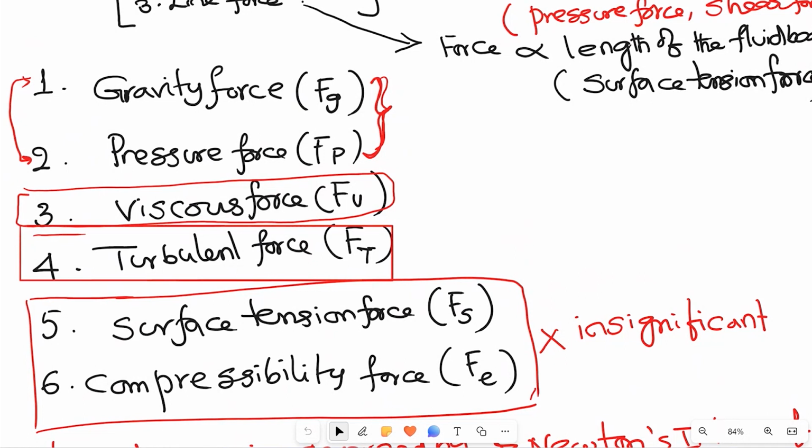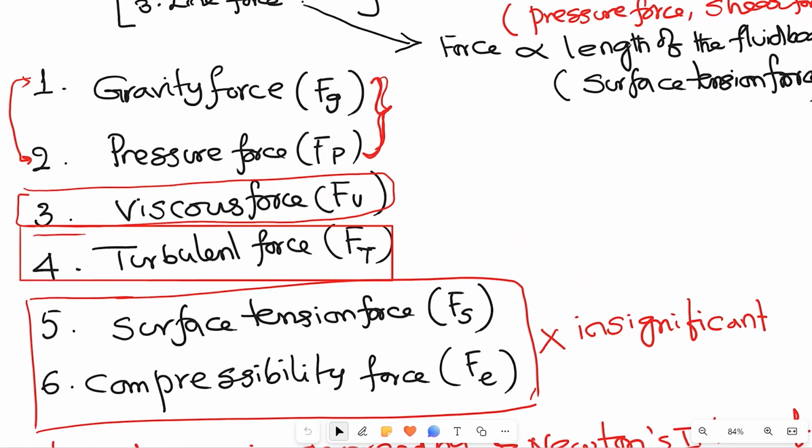The sixth one is the compressibility force, which is also called the elastic force. And this elastic force is due to the compressibility of the fluid flow. Generally, we consider these elastic forces only in aerodynamics. And in the entire fluid mechanics, there is only one chapter, the water hammer, where these compressibility effects are considered. Apart from that, at no point do we consider these compressibility forces. So we assume the fluid is incompressible.